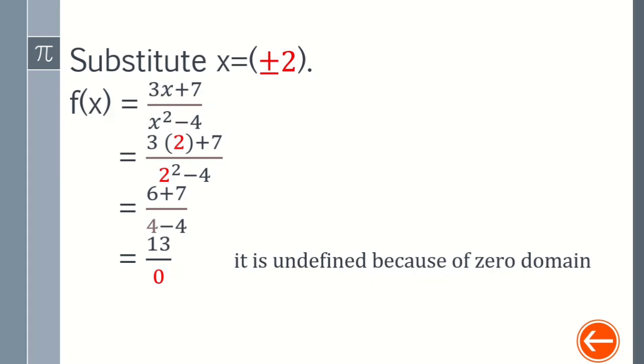So, ang value ng ating x ay positive, negative 2 or plus minus 2. Okay? So, si 2, evaluate muna natin kay x. Kaya 3 times 2 plus 7 is 6 plus 7. Doon naman sa denominator, 3 times 2 squared is 12 minus 4... so it is undefined because of zero domain. Kaya ang tamang sagot natin ay plus minus 2.